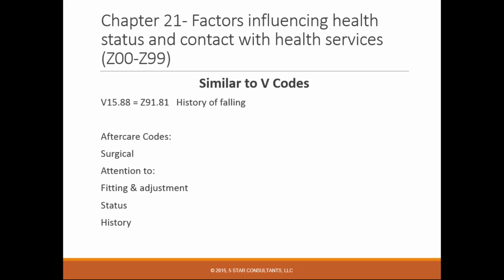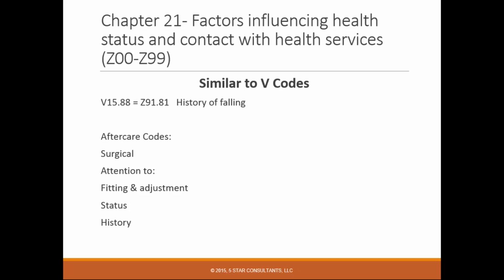Chapter 21, Z equals V. So now it's our V codes. A lot of direct matches. History of falling is Z91.81. It has some different meanings. You will want to look these up, especially at first, because now Z91.81 can be used for a risk of falling, not just recent falls.